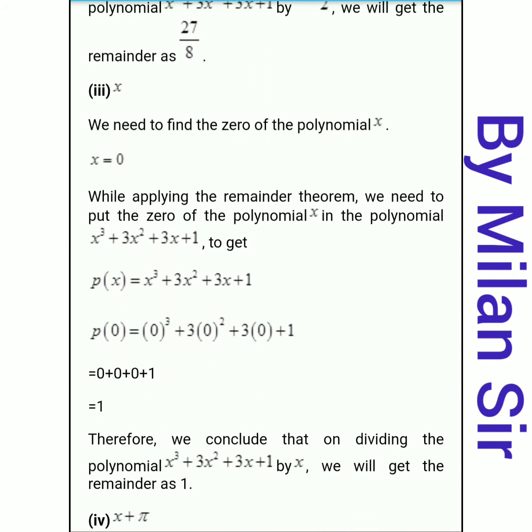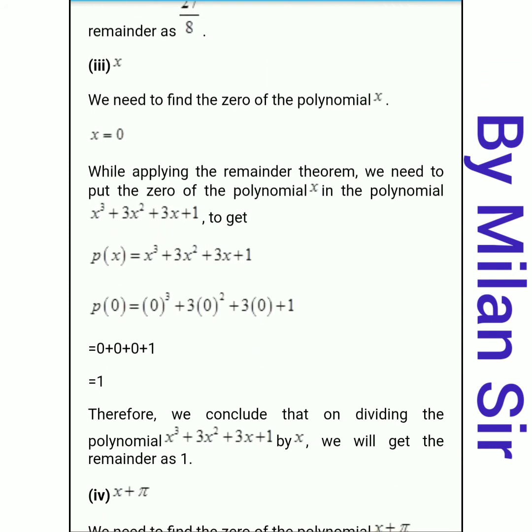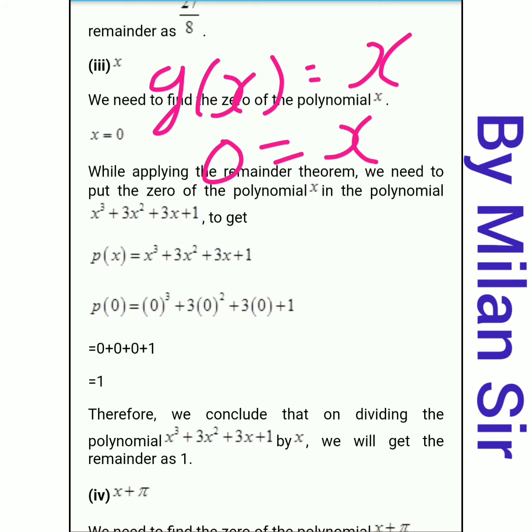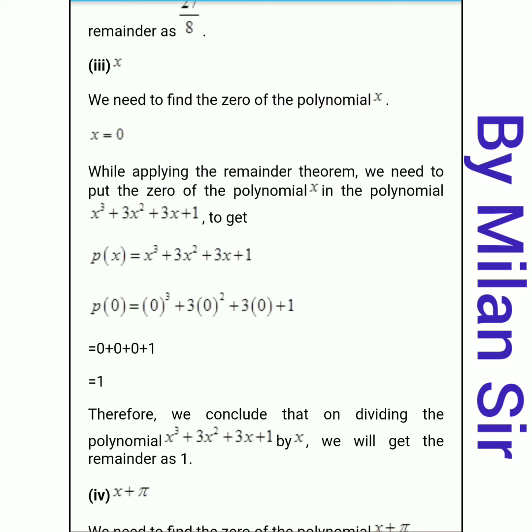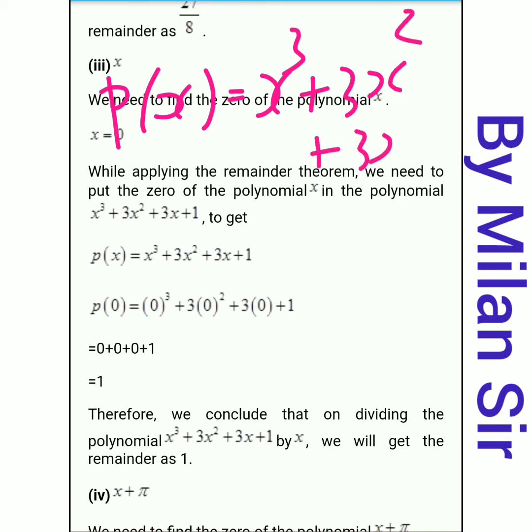Then question number 3. So here our g of x is equal to x. We need to put 0, so directly we find the value of x. x is equal to 0. So for finding the remainder, we need to use the remainder theorem, right? So just put this value in p of x. p of x is equal to x cube plus 3x square plus 3x plus 1.